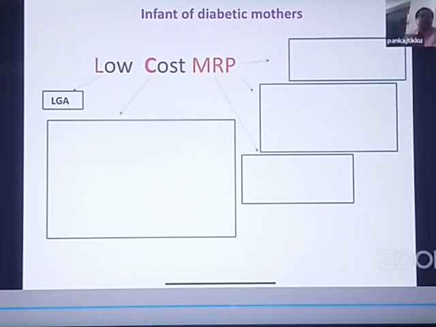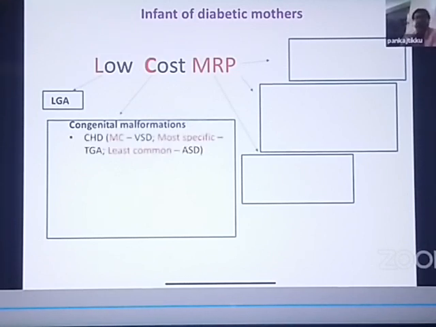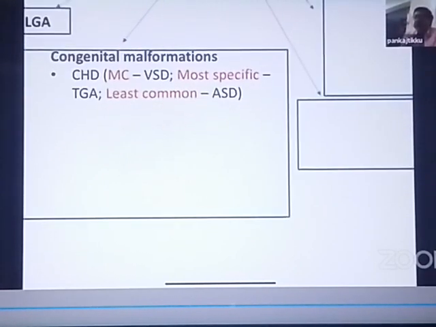Then C, in LOW COST MRP. C, what are the complications? C, congenital malformation. So there are certain congenital malformations that are present. Let us see those malformations. First, the most common organ system involved. Please hear carefully what I am saying. The most common system which is involved in infants of diabetic mothers is congenital heart disease. So the cardiovascular system is the most common system involved, congenital heart disease.